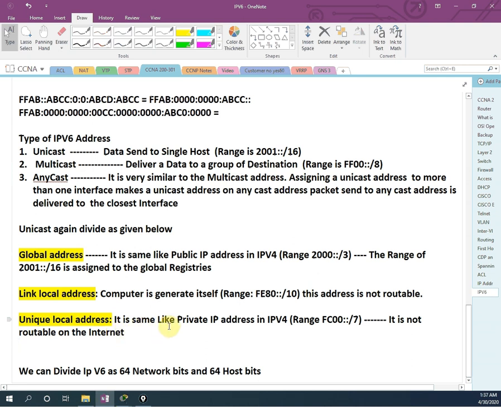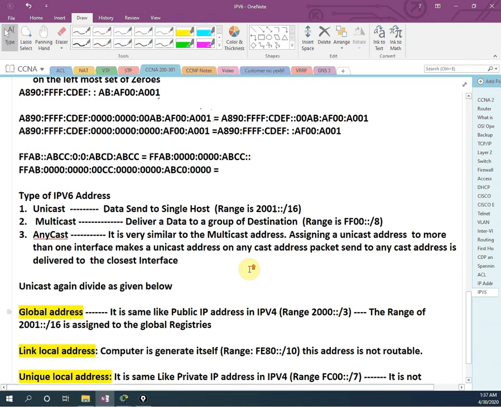And we have the unique local address. Unique local address is the same as a private IP address as we have in IPv4, that is, in our local LAN we can assign that one. With this IP we cannot access the internet, and the range is FC00::/7. Okay, so this is a basic point you need to remember.